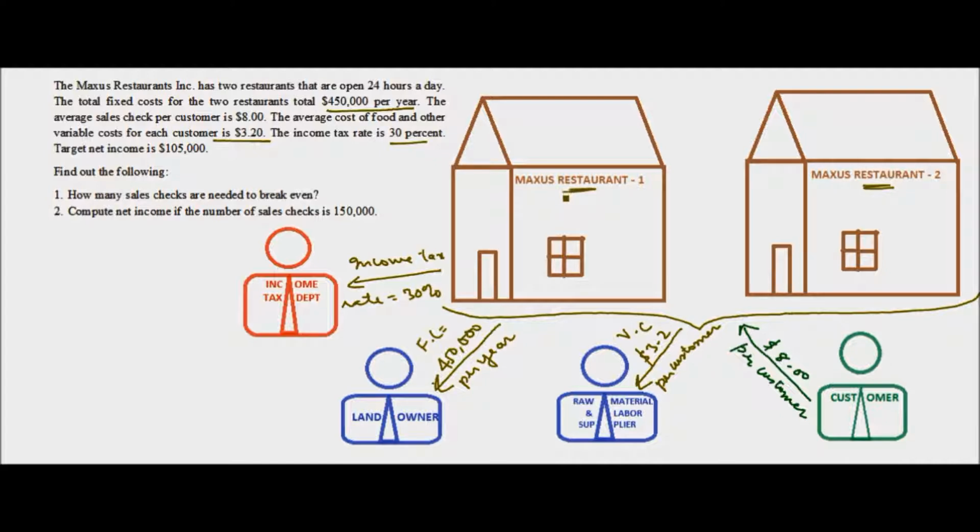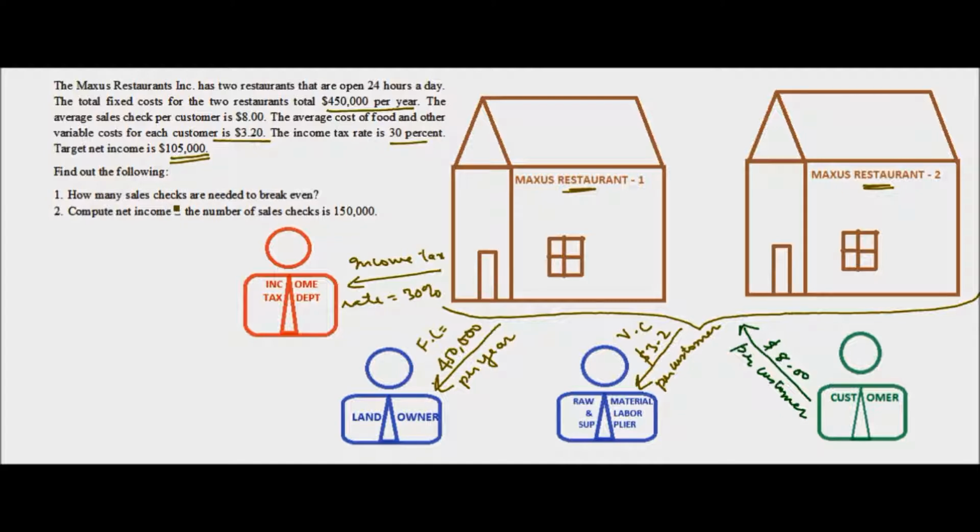Now Maxus Restaurants Inc. has established a goal for itself to have a targeted net income of $105,000. That means that after deducting the variable cost and the fixed cost from the total revenue, you'll get the income, which is the total gross income or the operating income. Now from that, when you deduct the income tax, whatever is the amount, that is the net income, and that should be $105,000.